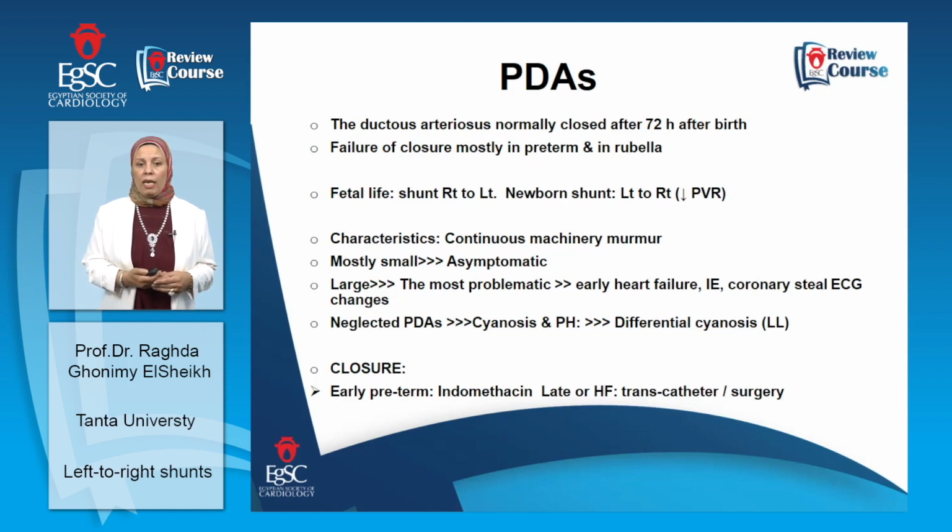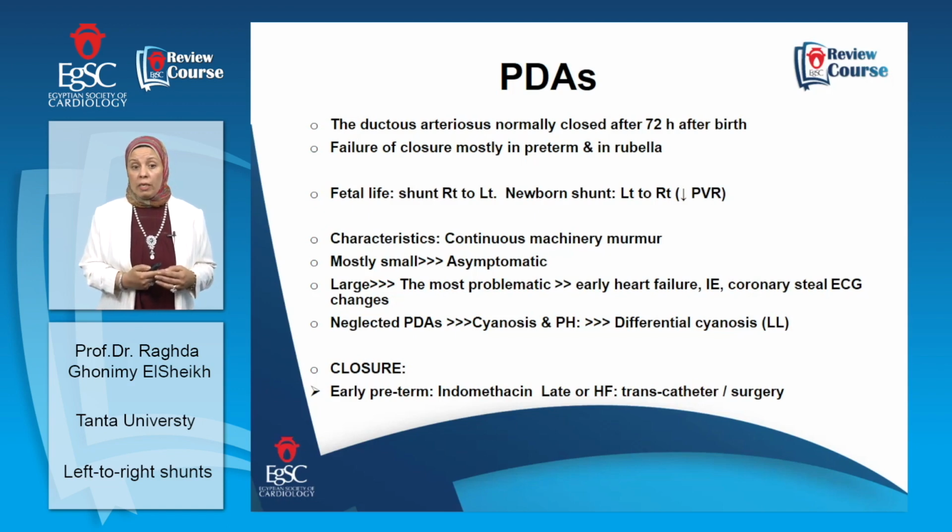Larger PDAs have more symptoms, such as early heart failure, infective endocarditis, and coronary steal, which causes some ECG changes when we review the ECG of the patient with PDA. In neglected PDAs, the patient can come to us in adult age with cyanosis because of a reversal shunt, and here we can appreciate differential cyanosis, as in cases of pulmonary hypertension.